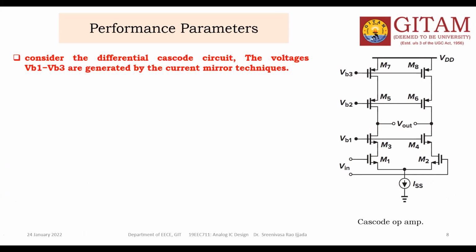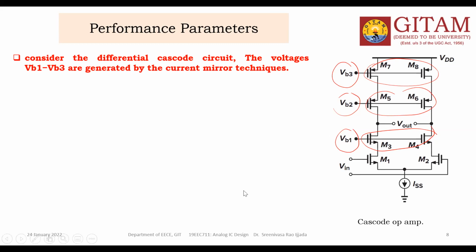In this differential cascode circuit, VB1, VB2, VB3 are biasing voltages to make all these devices act as current sources. These are also current sources, am I correct? This is applying the current mirror concept, so the VB1 to VB3 voltages should be chosen in such a way that they provide constant current sources.